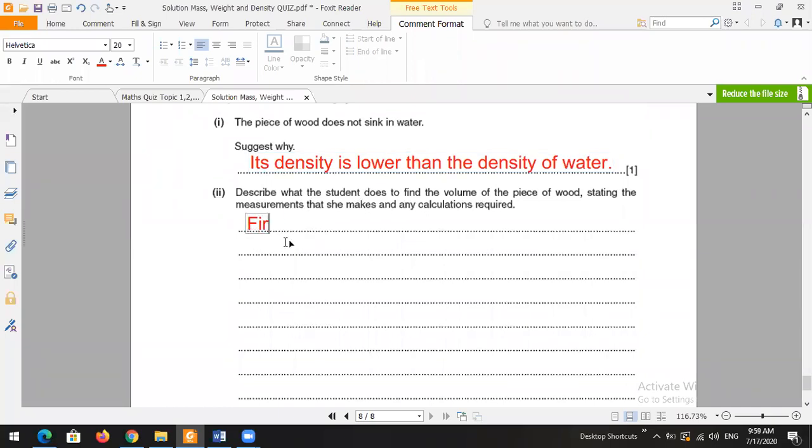So first of all, we will pour enough water in a measuring cylinder.